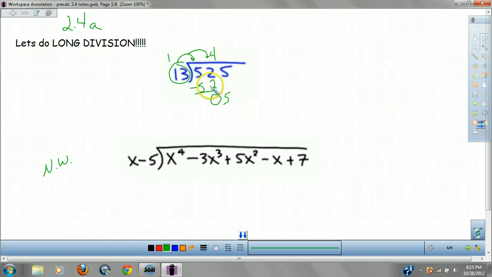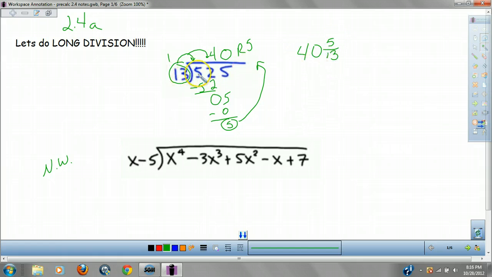Bring down the 5. How many times does 13 go into 5, guys? 13 goes into 5 0 times. Correct, 0, 5. So you get 40, remainder 5. And remember, what you do with that remainder is actually going to be 40 and 5 thirteenths. You put it over your denominator, what you're dividing by.